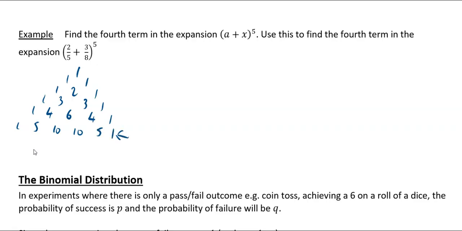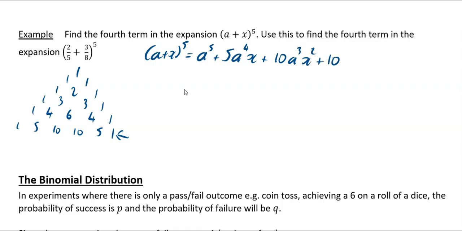So this is the row we're looking to do. So now we can say (a + x) to the power of 5 would be equal to 1a to the power of 5 plus 5 times a, and the power of a reduces by 1, so it goes down to 4. Power of x increases by 1, so it goes up to x to the power of 1. Next term is 10, and a goes down to a to the power of 3, x goes up to x squared, plus 10, a goes down to a squared, and x cubed, plus 5a times x to the 4, plus x to the power of 5.